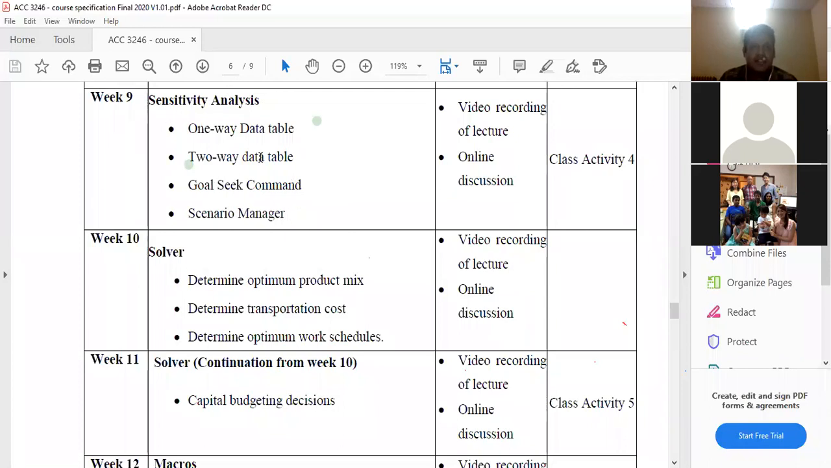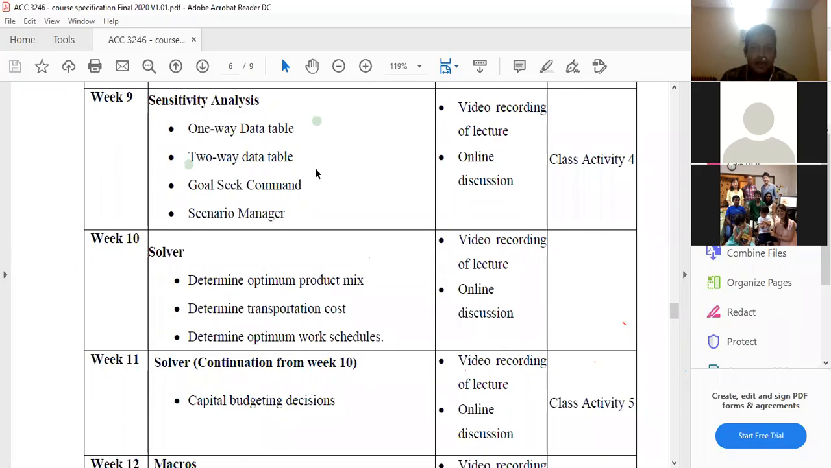Each of these offers different functionality. When it comes to the one-way data table, if you apply that to a particular model, you can see the impact that a particular variable would have on the output. For example, if you had developed a model to calculate the profit for a given scenario, if the sales price changes, what is the impact that it has on the profit? That is a one-way data table.